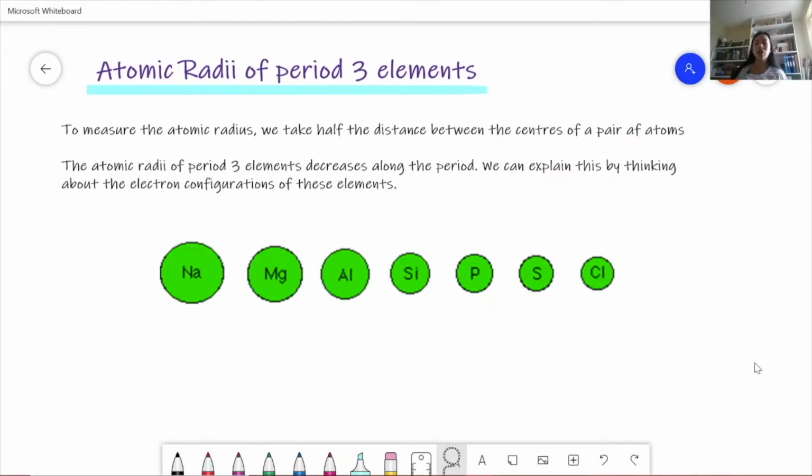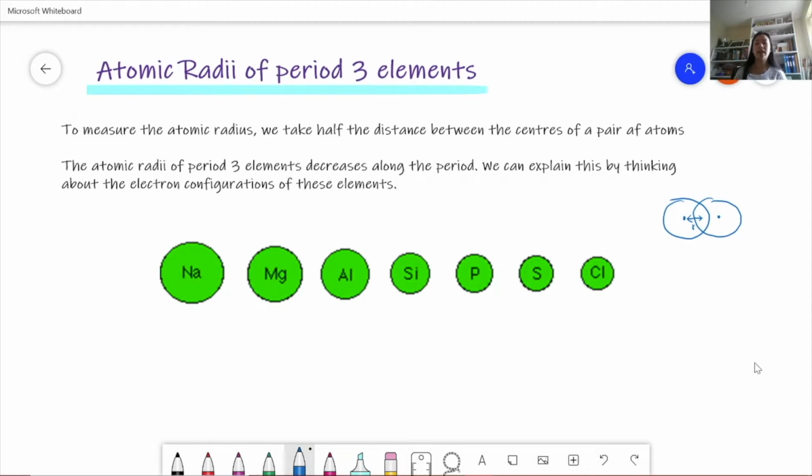Now we're going to look at the atomic radii of period 3 elements. Firstly, to measure the atomic radius, we take half the distance between the centres of a pair of atoms. So if we have two atoms like this, then this centre is here and this centre is here. So we take half the distance between the centres of a pair of atoms. We take this distance, and this would be the atomic radius. So the atomic radii of period 3 elements decrease along the period.